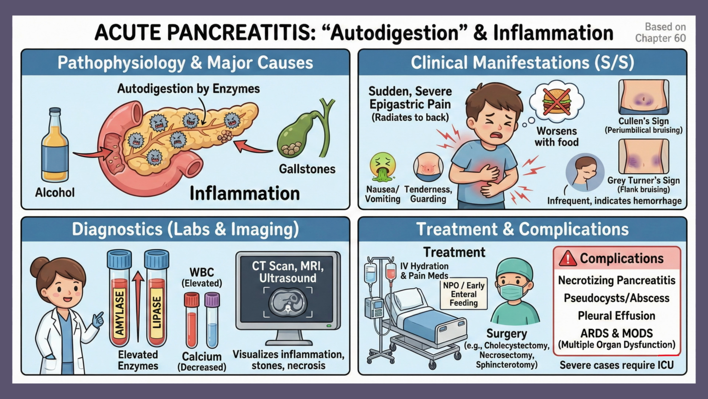Severity scoring systems such as Ranson's criteria, APACHE II, Balthazar CT Severity Index, and the BISAP are utilized to assess disease severity and predict prognosis.